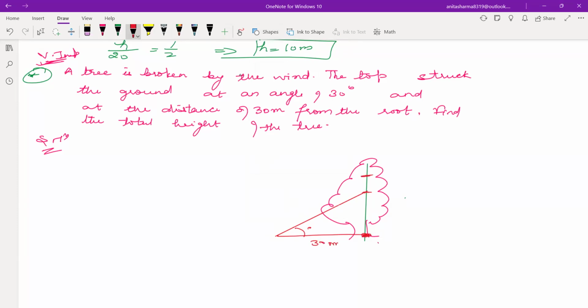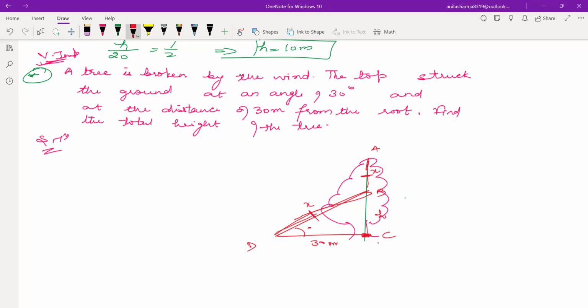Now this length and this length will be equal, because this part of the tree struck the ground. Clear? Understood? Yes, ma'am. So mark A, B, C, and D. Now easily you can find. Let this be H, and let this also be X.